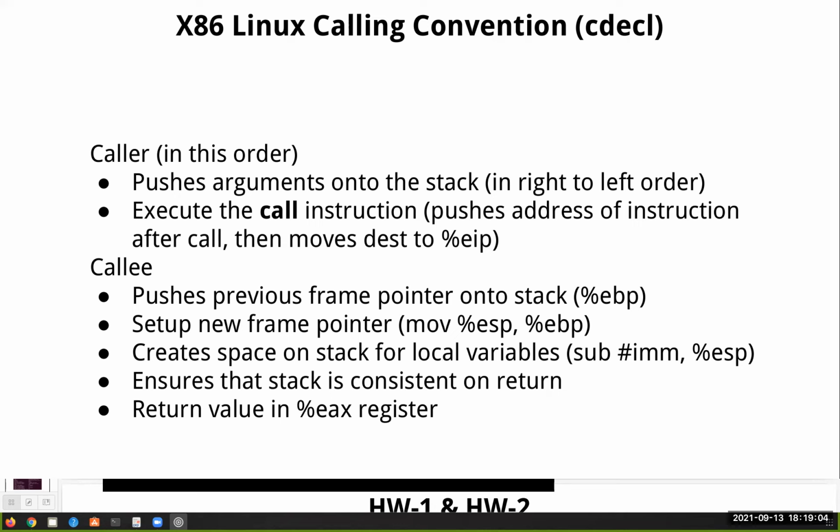Also, the callee needs to make sure the stack is consistent on return, which means if you subtract something from ESP, before you return, you should add those back to ESP. And we put the return values in the EAX register. Most of those are the same for 64-bit as well, just extended to 64-bit registers.